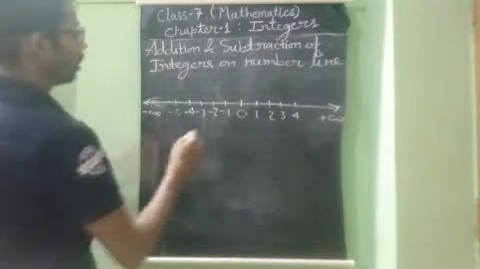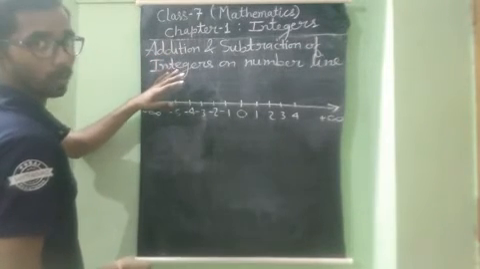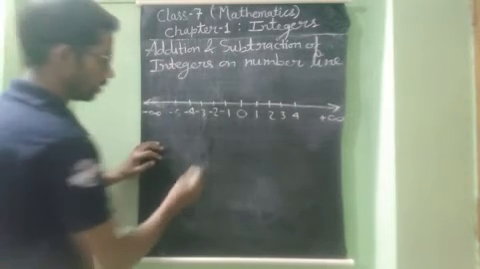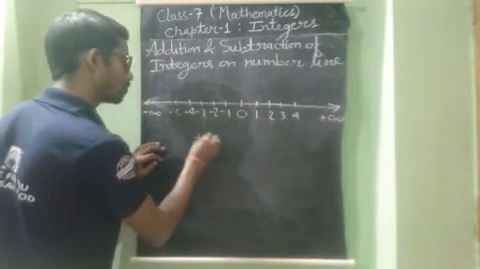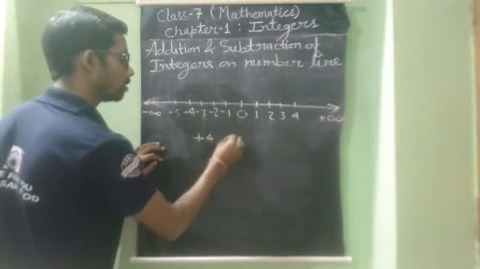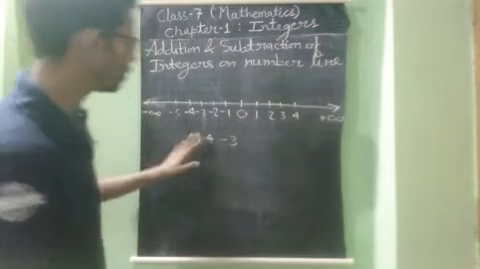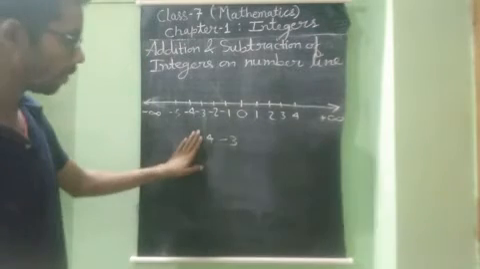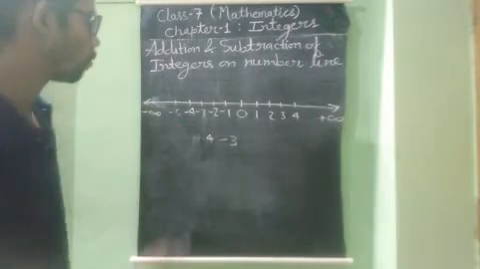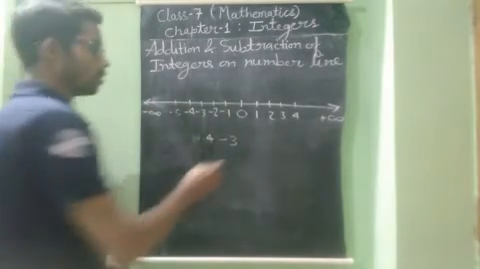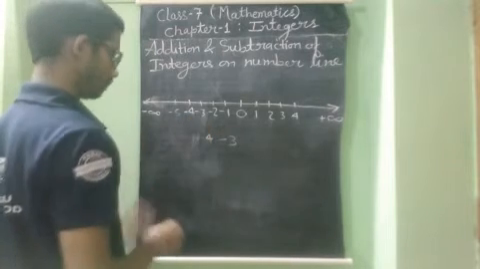Now let us add and subtract negative integers and positive integers on number line. Suppose you have to add plus 4 and minus 3. Plus 4 means simply 4, because plus is hidden here. So we only write 4 minus 3.